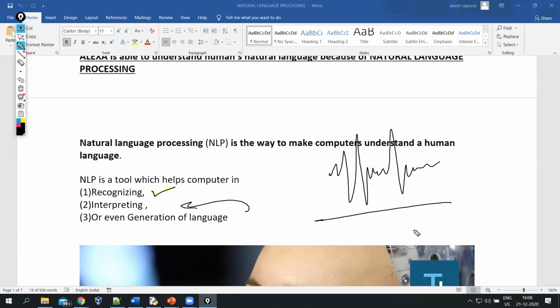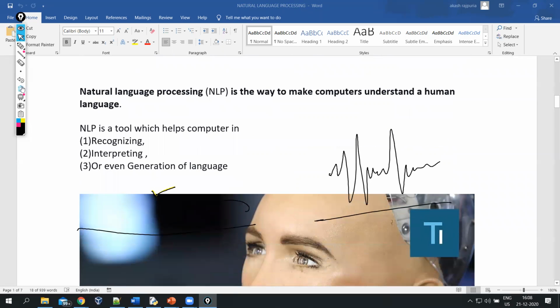You want romantic songs, that is interpreting. And after that, even generation of language. So Alexa can speak also. So that is the three major tasks of NLP: to understand and communicate as a human. In short, NLP is a way to make computers mimic a human.